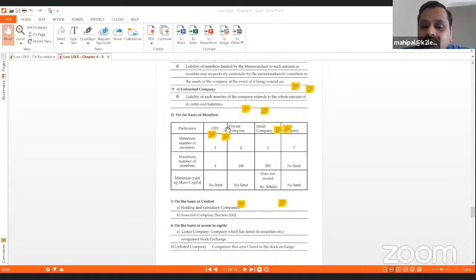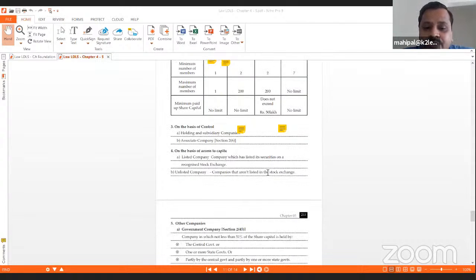On the basis of control, we have holding companies, subsidiary companies and associate companies. Holding companies are those companies which hold a majority stake, more than 50%, in another company, or through its subsidiaries. A subsidiary company is a company in which the majority of the stake is held by the holding company. Associate companies are those companies in which another holds more than 20% and less than 50% of shares, and they can influence the decisions of the company.